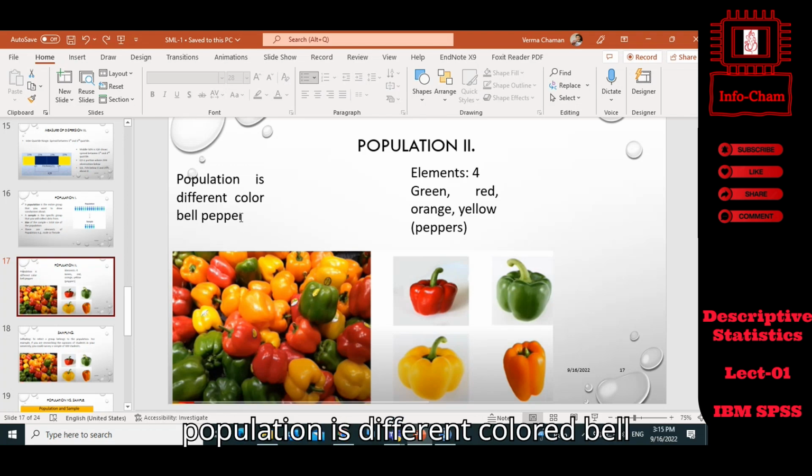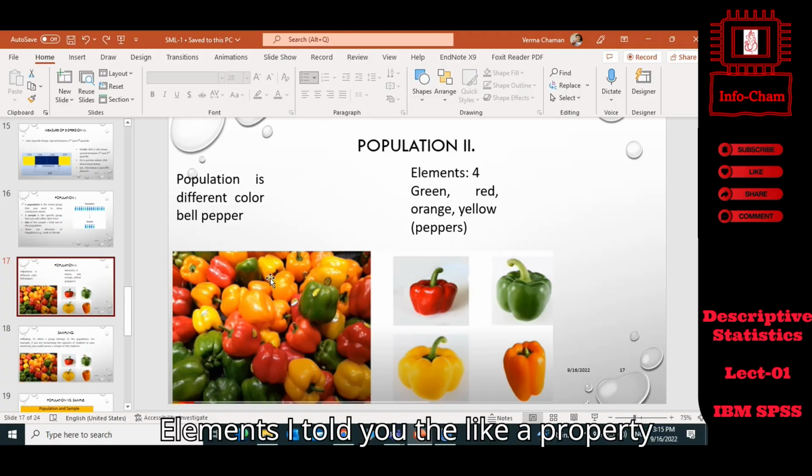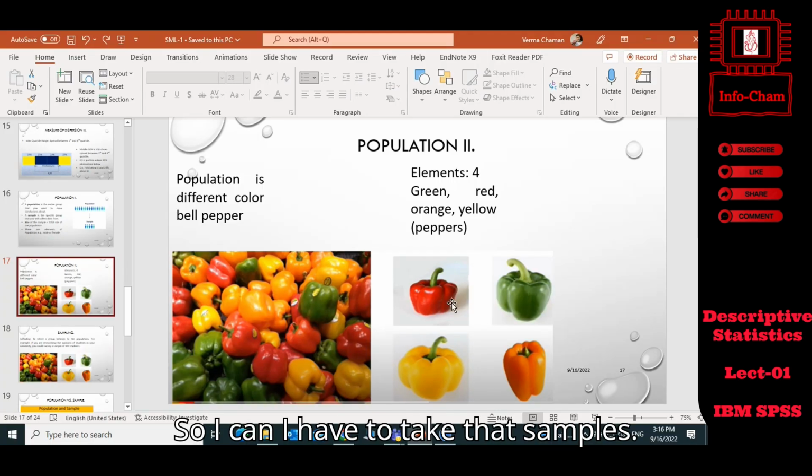So population is different color bell paper. This is the population. You have to get the data. For example, element 4. I told you about a property like male or female, but here there is no male or female. We can go for the color. Just think. Based on the color, there are 4 categories, 4 elements, right? So I have to take those samples.